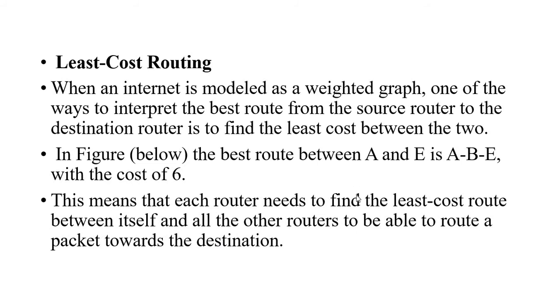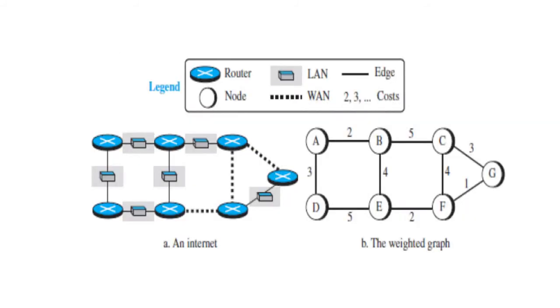Here we have a best route between A and E that takes the path from A to B and B to E, and overall the cost is 6. That means every data packet moving through these routers has to take this least cost route between A and E towards the destination. Now consider this diagram, which is a weighted graph. For this network we can have a weighted graph by denoting the routers as nodes, named A, B, C, D, E, F and G, and for every link we have a weight.